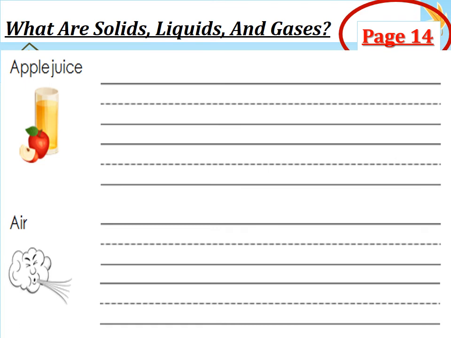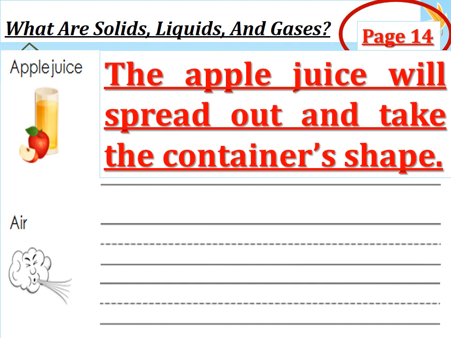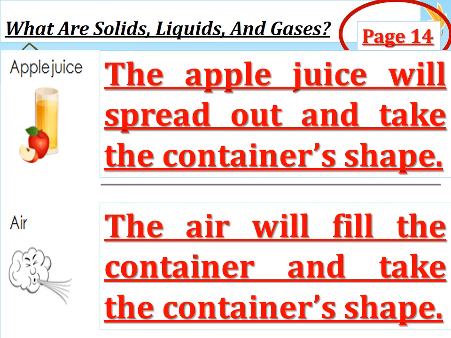Finally, students, we are now on our last page, page 14. How about the apple juice? What do you think will happen? Write it here on the space provided. And for the air, you start thinking for your answers. Alright, we could have the apple juice will spread out and take the container's shape. Whereas for air, the air will fill the container and take the container's shape. Very good.